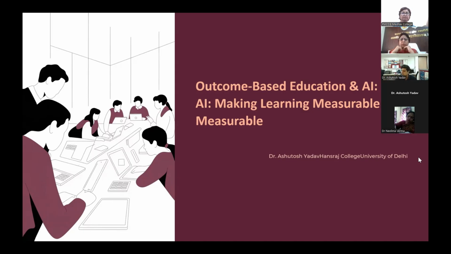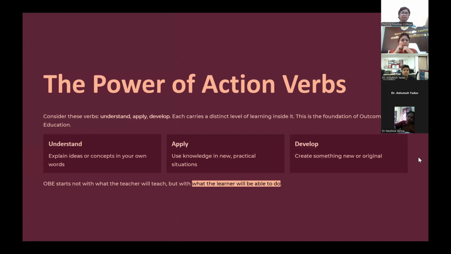Now, look at these words: understand, apply, develop. Now, each of these verbs actually carries a level of learning inside it. And that's the key to outcome-based education, because OBE starts not with what the teacher will teach, but with what the learner will be able to do. So let's make sense of how that is structured.